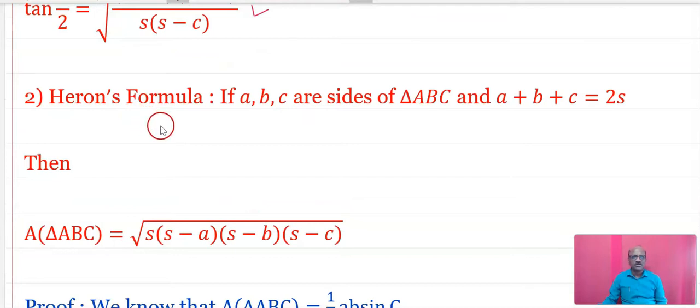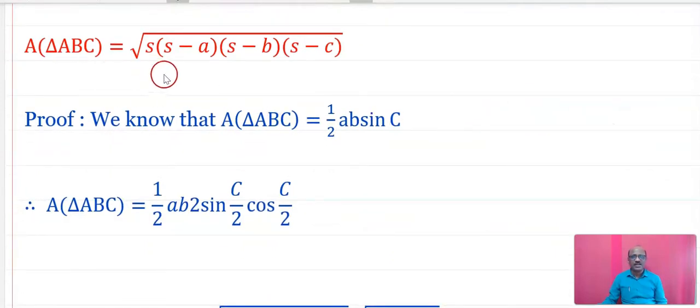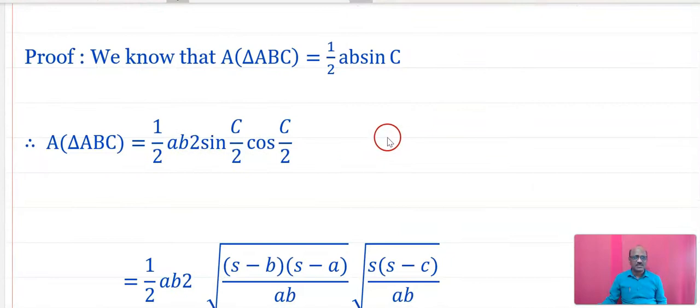Heron's formula. If a, b, c are the sides of triangle ABC and a plus b plus c equals 2s, then the area of the triangle ABC equals root of s(s − a)(s − b)(s − c). We know that the area of the triangle ABC is equal to 1 upon 2 ab into sine C.